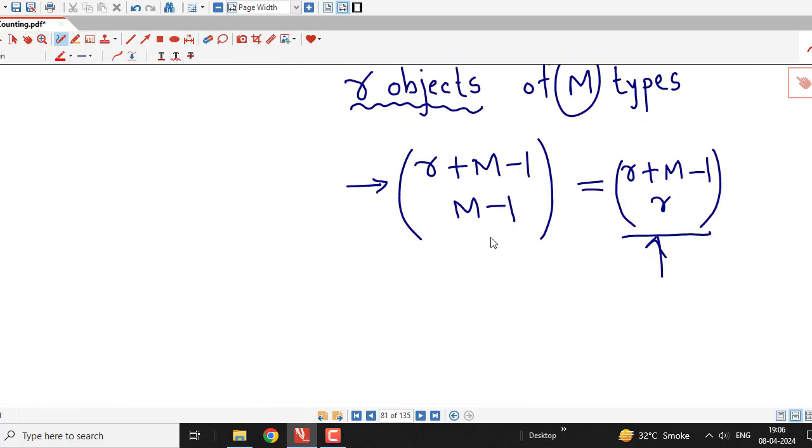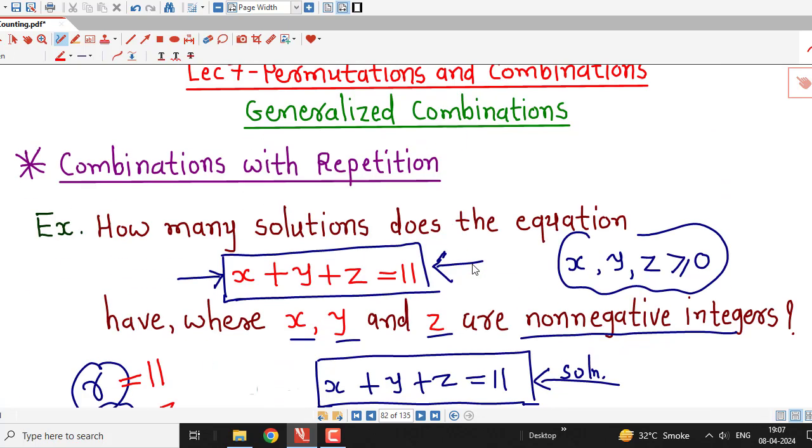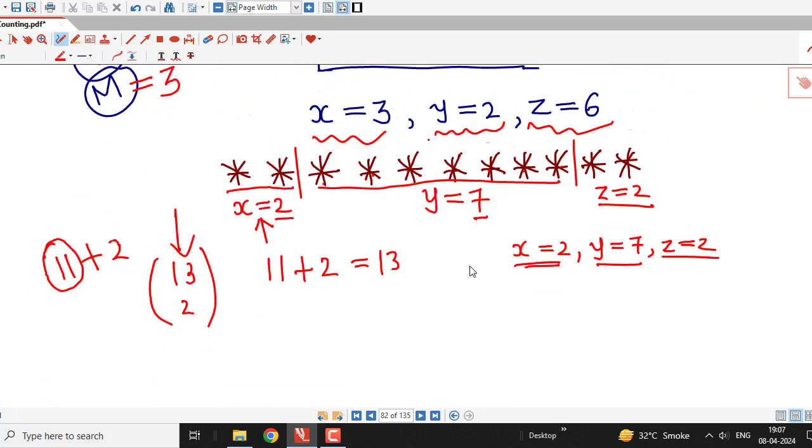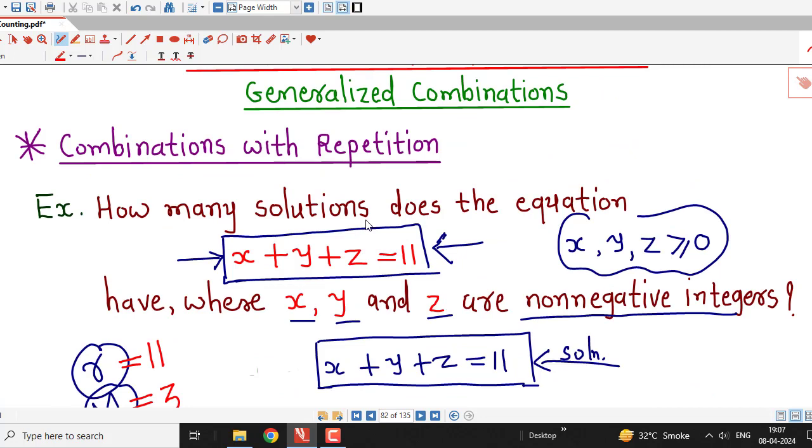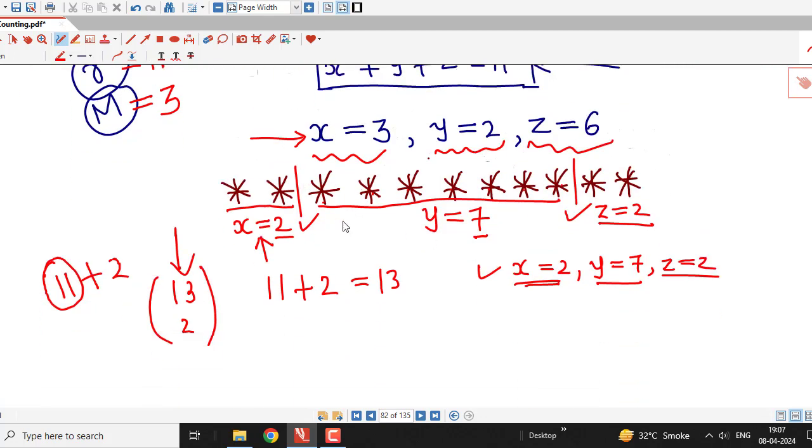We don't have to remember this formula also if we are able to understand this logic, that first I consider one trial solution, then because I have 3 variables I am taking 2 bars, and by changing the position of these 2 bars I am able to decide different solutions. So the problem of finding non-negative integer solutions reduces to the number of ways we can put these 2 dividers among all these total 13 positions.